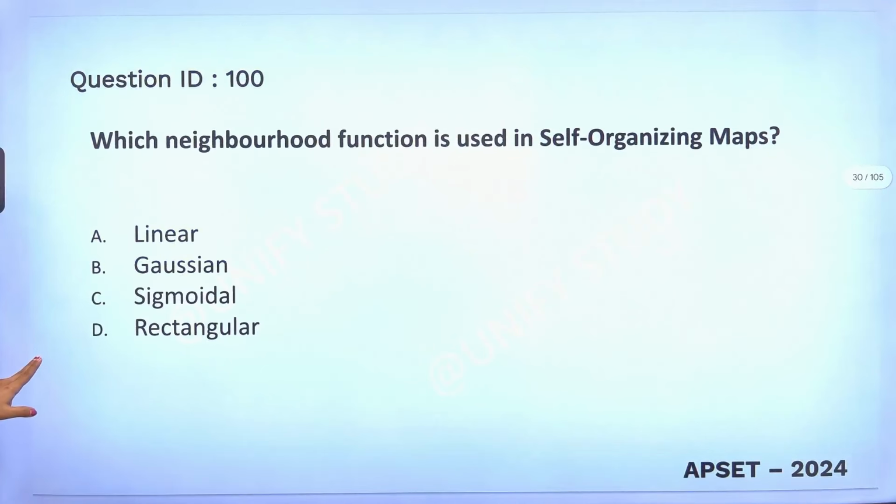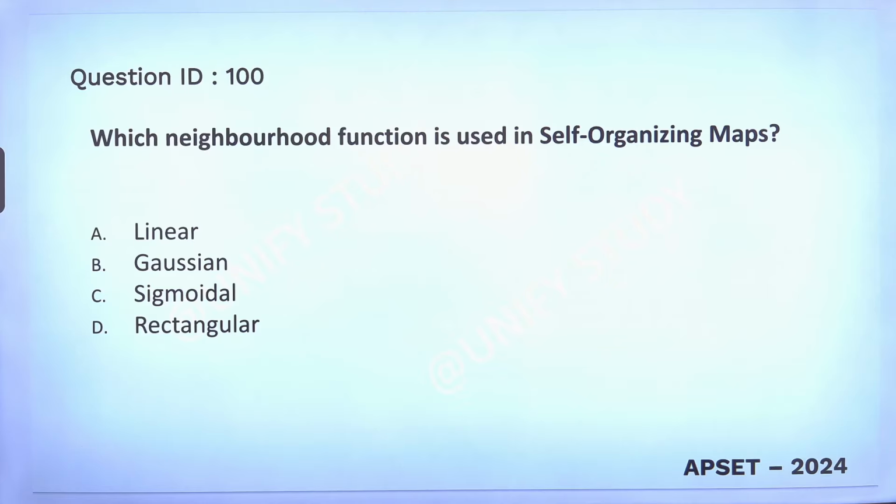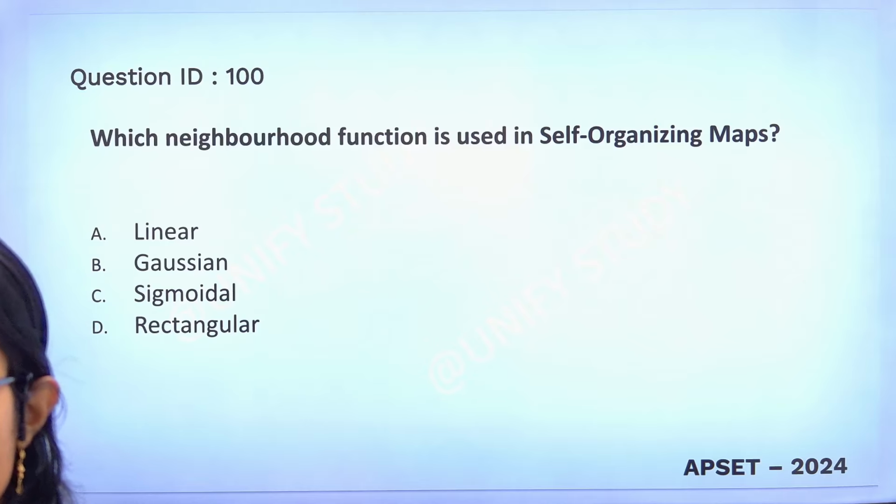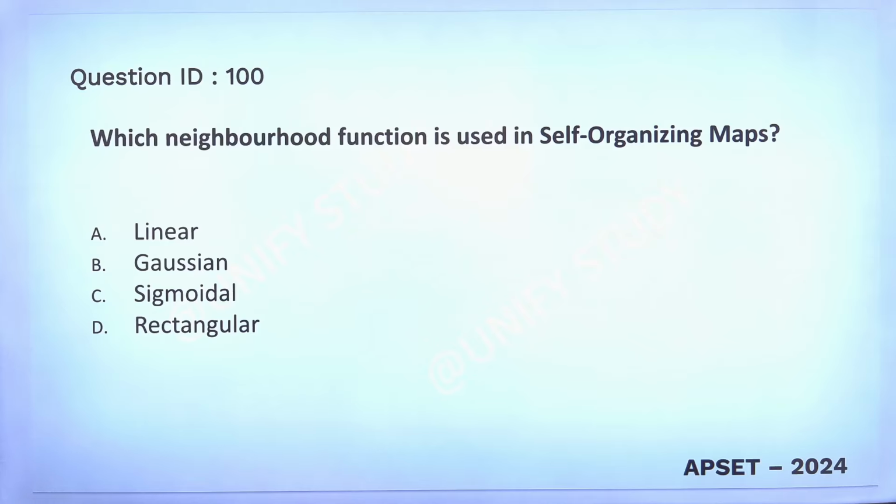Next, which neighborhood function is used in self-organizing map? At the time of discussion, I told you all these things, you need to remember. They are asking questions this way, and now you can relate why I was telling you that all these are important. Please relate, please make a mind map. I told you multiple times. Linear, Gaussian, sigmoid, rectangular.